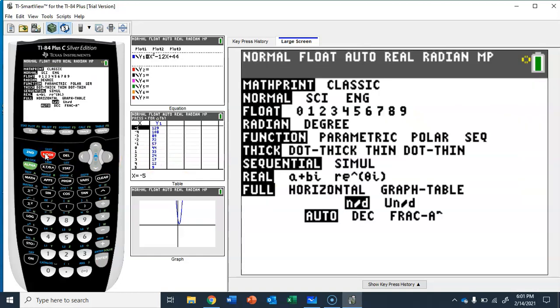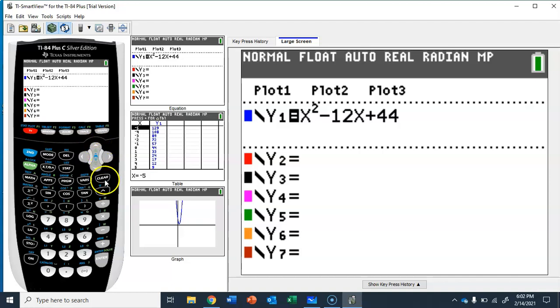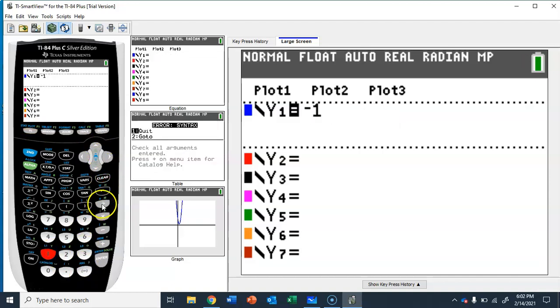Second quit. All right, let's do it again. Didn't mean to do it like that. It went to mode. Second quit. All right. So now let's go to the y equal again. Clear this out. And let's do the one that was a -1/4 x squared.